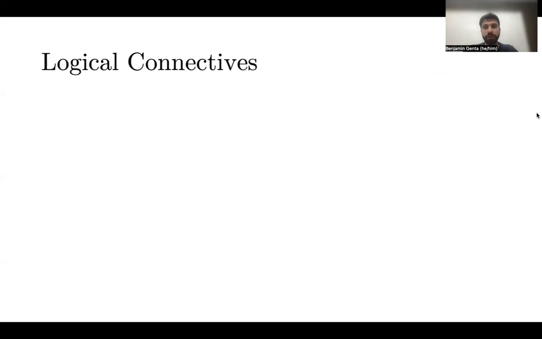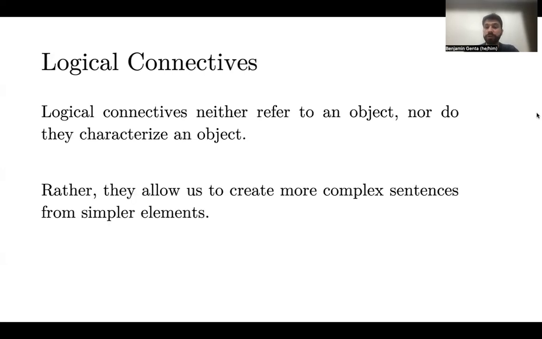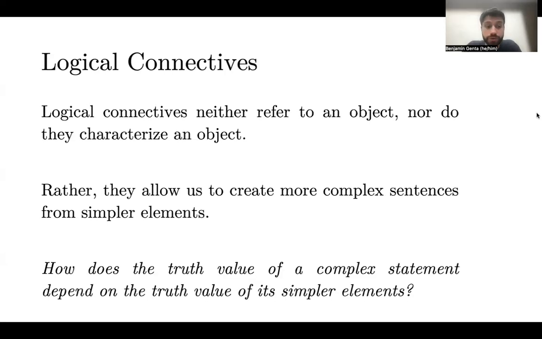So let's say a little bit about these logical connectives. Note that they don't refer to an object, right? It's not that not refers to something in the world, nor does and, nor does or. But note that these logical connectives also do not characterize the object in any way. Rather, what they allow us to do is to create more complex sentences from simpler elements, namely from simpler statements. And the question we're going to be interested in is, how does the truth value of a complex statement depend on the truth value of its simpler elements? And this is what we're going to see.